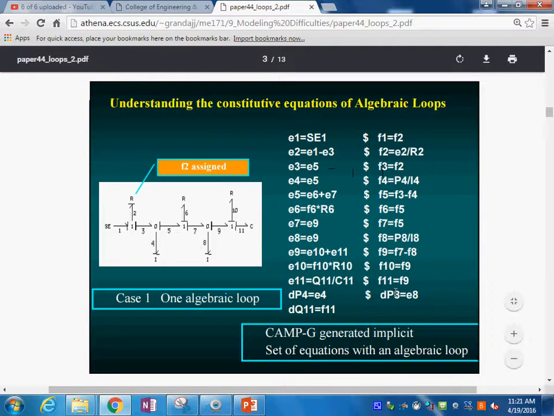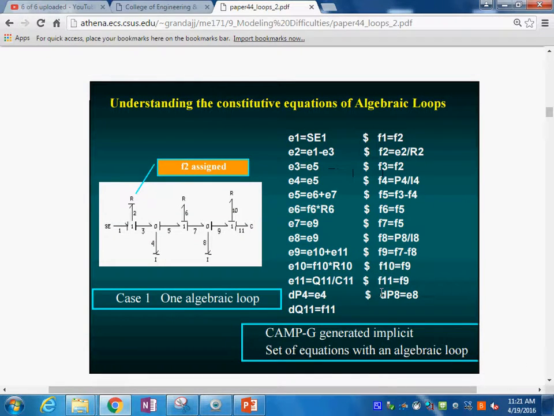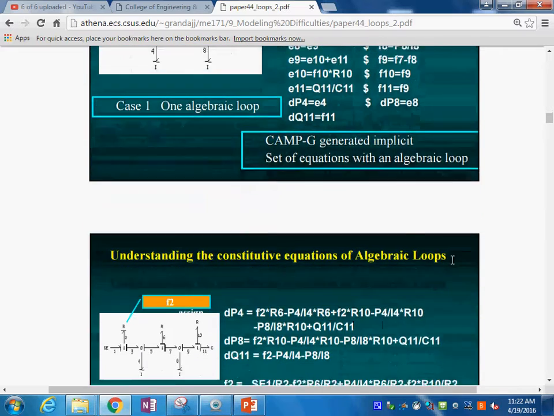This system that you see here is an implicit set of equations, because this E2, or F2 in this case, that has been in here, see, this one is the problem right here. You say F2 is E2 over R2, and then you say E2 is E1 minus R3, and E1 is here, and E3 is here, and you continue, and you'll come back to this forever and ever as in a loop. So that's why we have this problem. It is an issue that presents a difficulty in the equations.